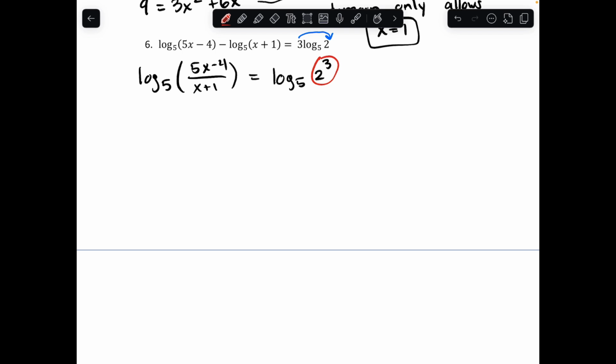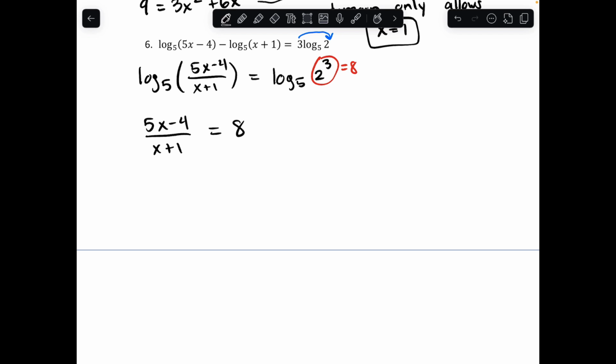Now 2 cubed is just going to be equal to 8. Now we notice that we have log base 5 of something is equal to log base 5 of something. In order for this equality to be true, these two arguments have to actually be equal to each other. And so this implies that 5x minus 4 divided by x plus 1 is actually going to be equal to 8. Now we can go ahead and start trying to solve for x.